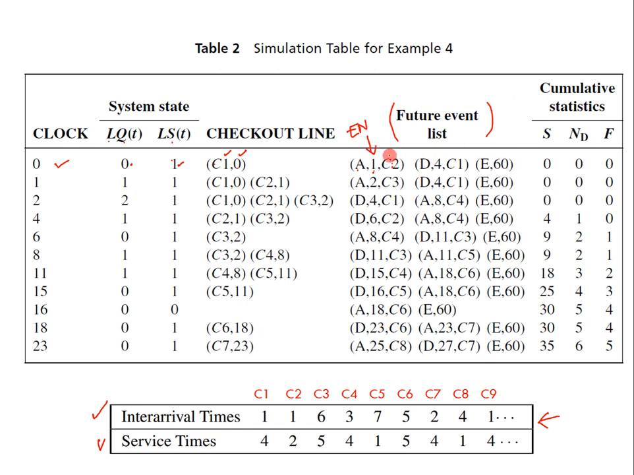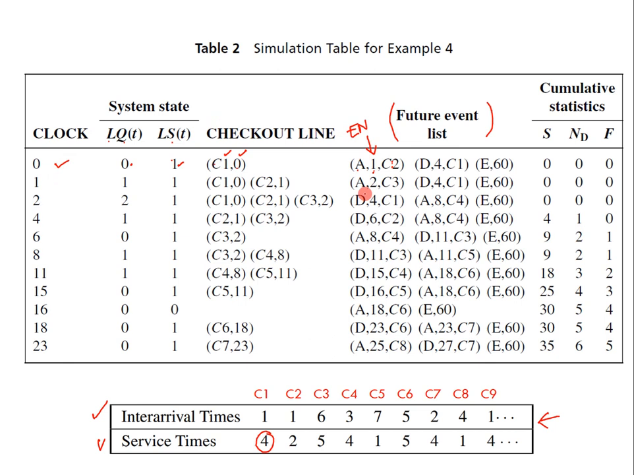So arrival, who will arrive next? Customer 2. At what time? Time 1. About departure, who will depart next? Customer 1. Right now we only have customer 1. So customer 1 will depart at time 4 because the service time is 4 minutes. Currently all the statistics still remain 0. Now, how do we advance to the next step?